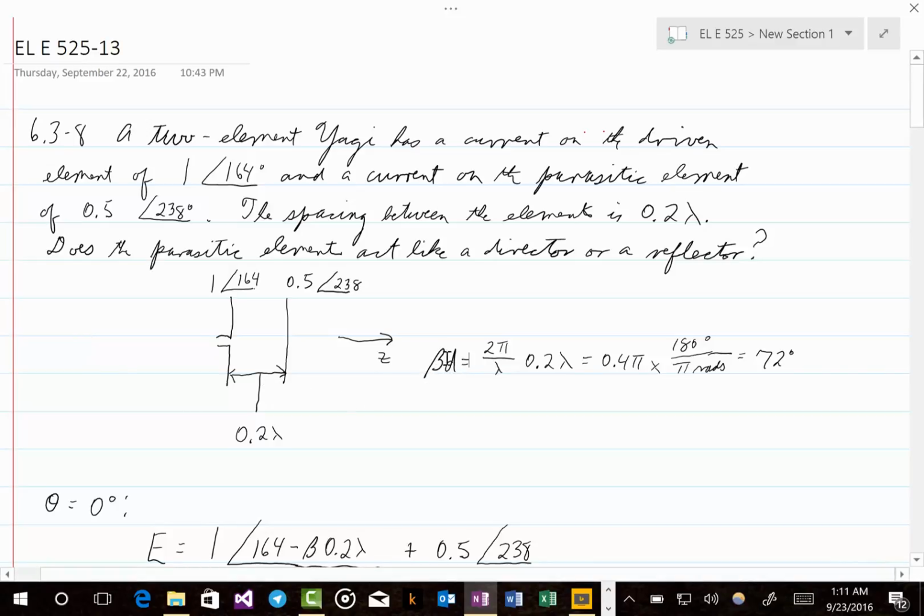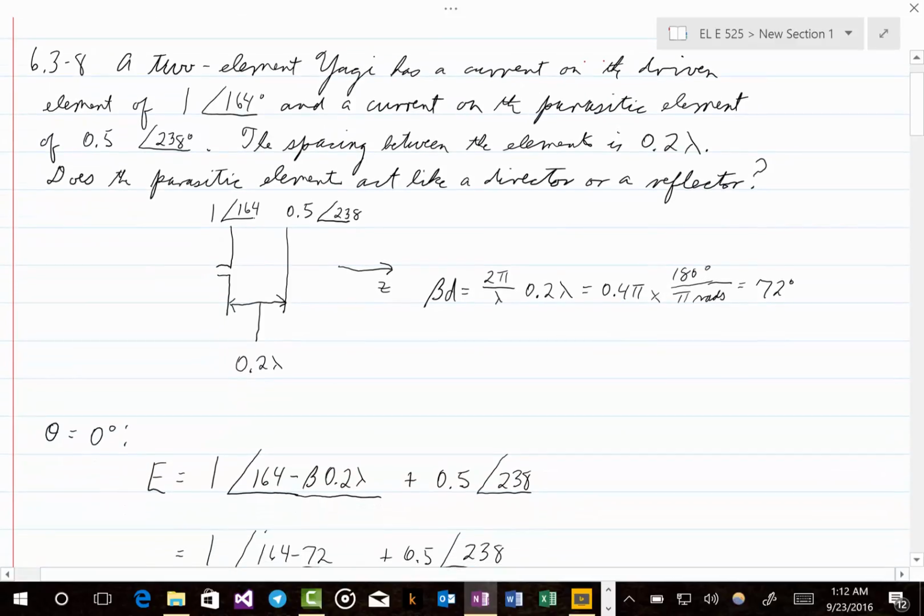Beta d: beta is 2 pi over lambda, and d in this case is 0.2 lambda. So the lambdas cancel and we get 0.4 pi, and then we multiply that by 1, written in the form of 180 degrees divided by pi radians, and the pi's will cancel. Of course, it's understood that this 0.4 pi is in radians, so the radians cancel. We get a final answer in degrees, which is 0.4 times 180 degrees, or 72 degrees. And now we're ready to proceed with this problem.